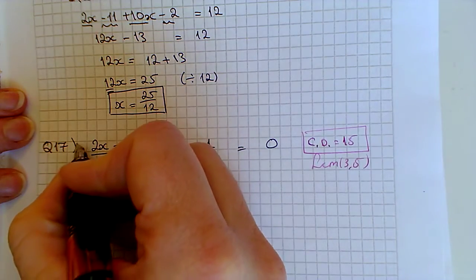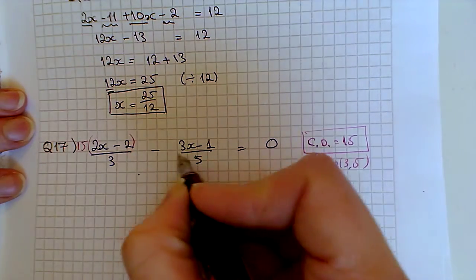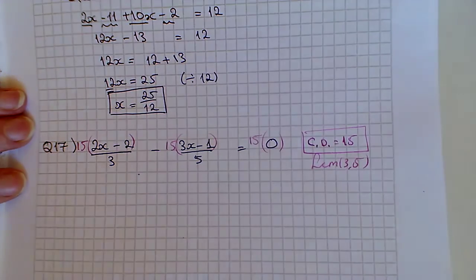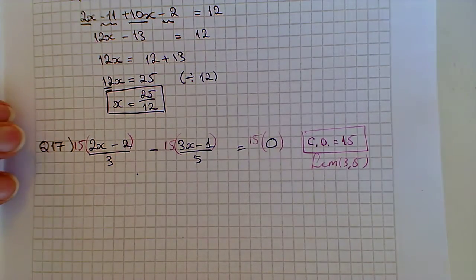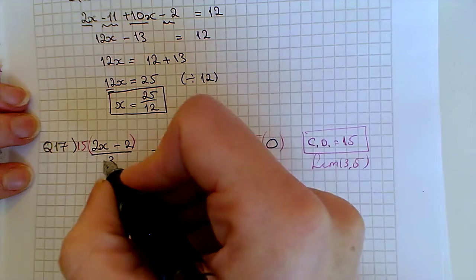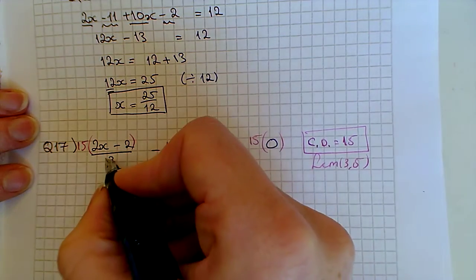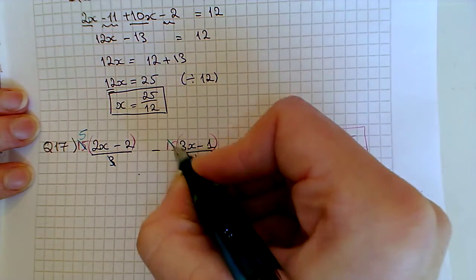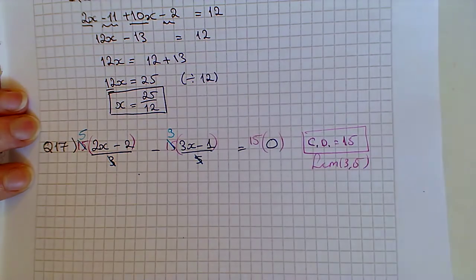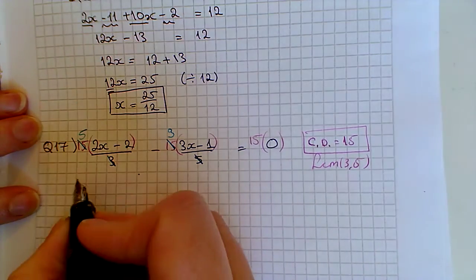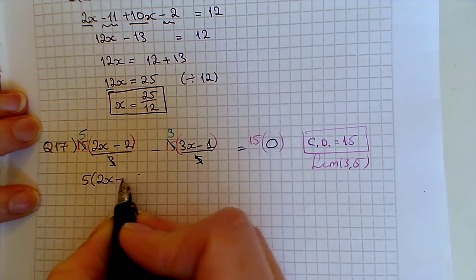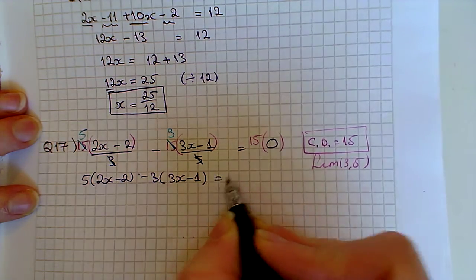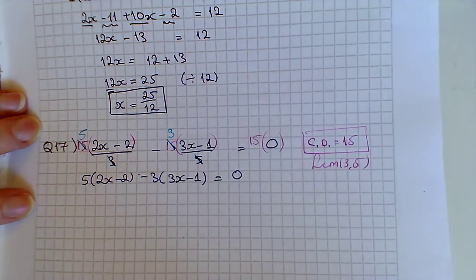So here I'm going to multiply by 15, here I'm going to multiply by 15, and here I'm going to multiply by 15. I have to multiply that 0 as well. It actually makes no difference, but I'm still going to do it because it stops me making a mistake in the future. 3 divides into 15 5 times, 5 divides into 15 3 times. And we write this down. 5 times (2x minus 2) minus 3 times (3x minus 1) equals 15 times 0, yes, it is 0.